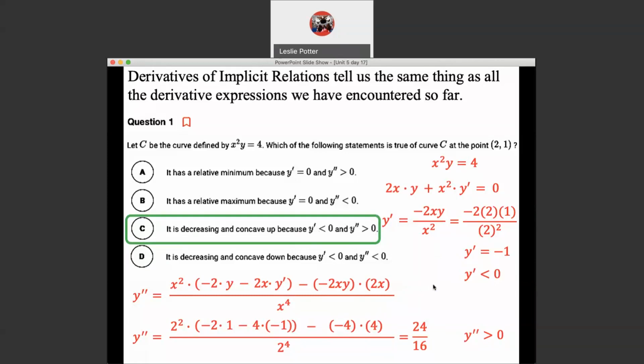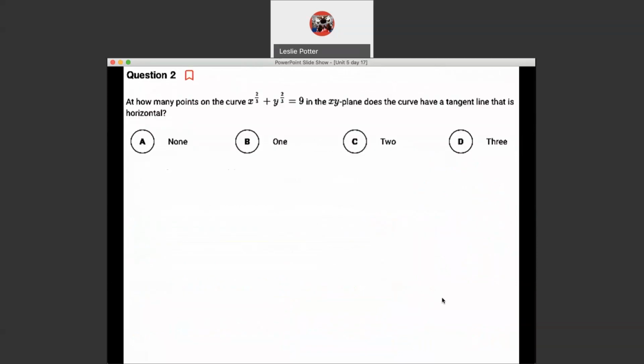This is definitely a take-the-full-2-minutes problem, might even take longer. So this is one of these problems that you invest maybe 3 minutes in, knowing that you're going to come across a question that's only going to take a minute. Okay, so let's take a look at this one.